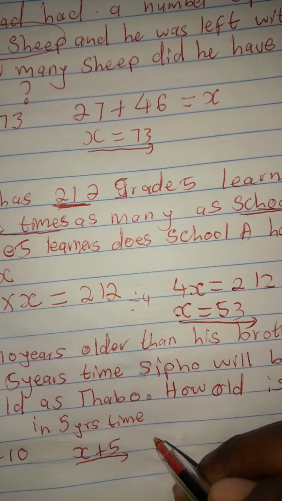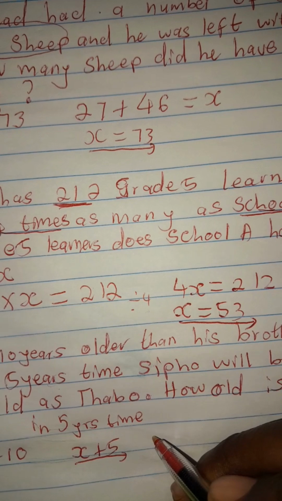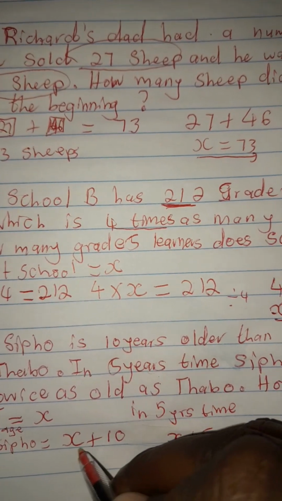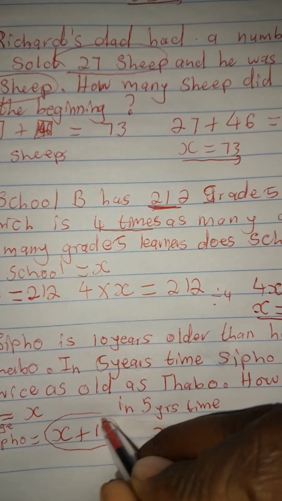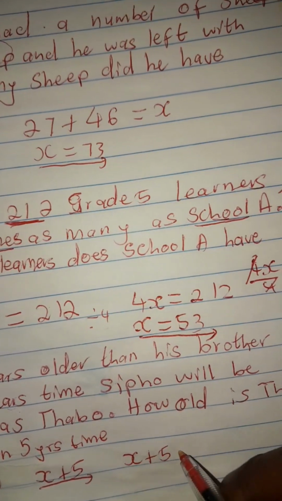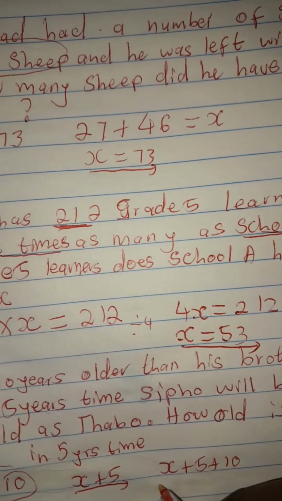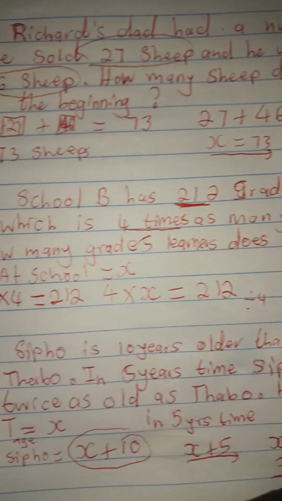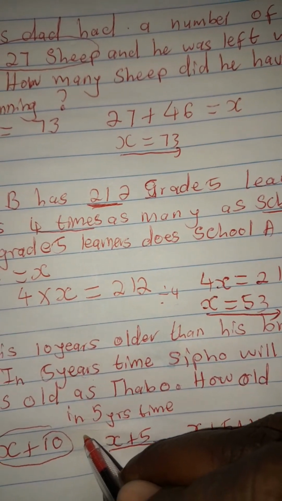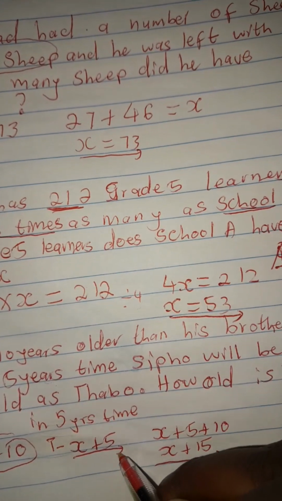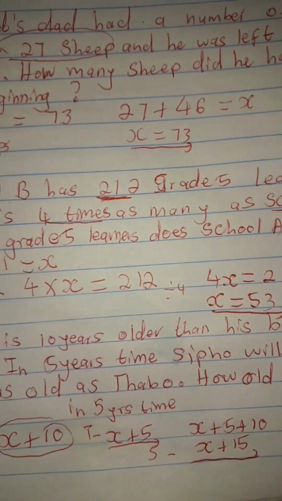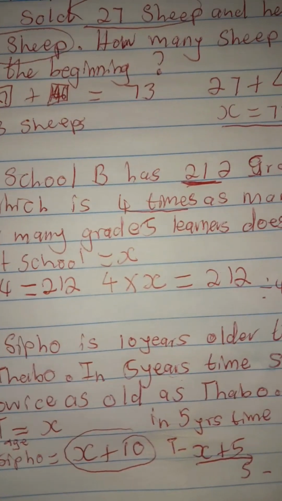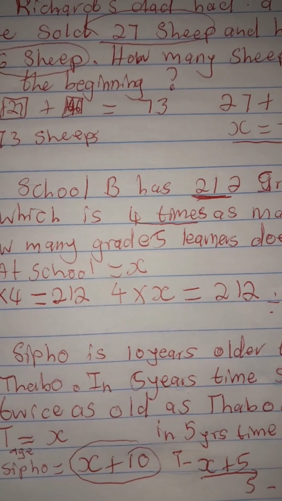So what about Sipho? Remember that we were given that Thabo is X, and Sipho is X plus 10. So in 5 years time, that will be X plus 5 plus 10, which will be X plus 15. That's what we are having there. So remember that this is Thabo in 5 years time, and this is Sipho in 5 years time. Okay, we are required to solve this.